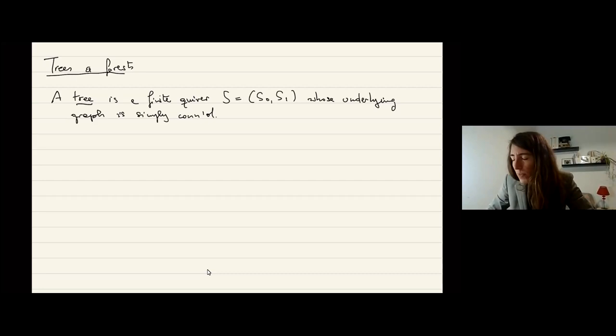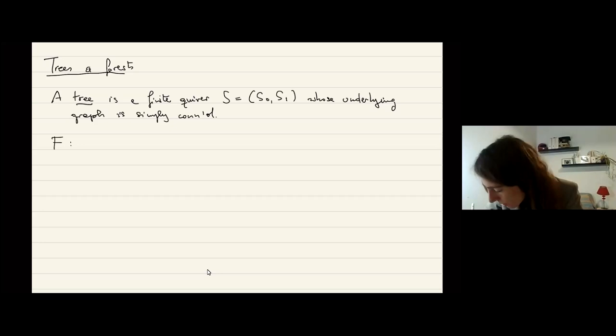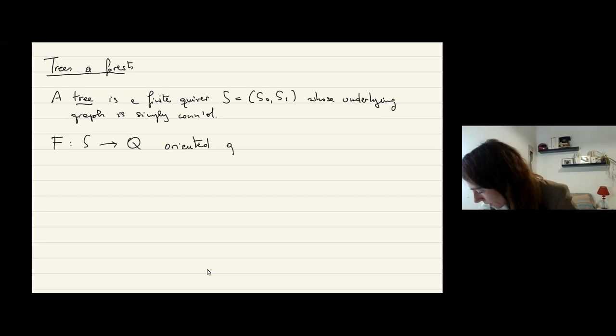Now I want to tell you what a tree representation is. The big idea is this: I'm going to have my quiver, and then I'm going to have a graph morphism between a tree and the quiver. And by pushing forward the boring representation on a tree, I'm going to get the tree representation on the quiver. Let me formalize this. Let's pick F from S to Q. This is an oriented graph morphism, so it's sending vertices to vertices in a way compatible with the orientation of the edges, and where S is a tree.